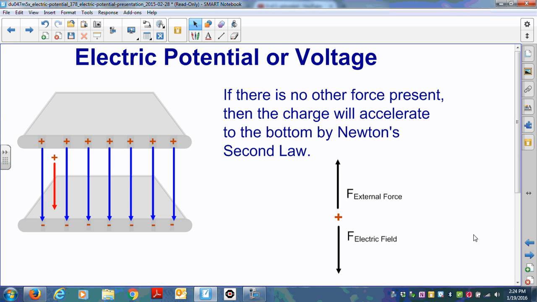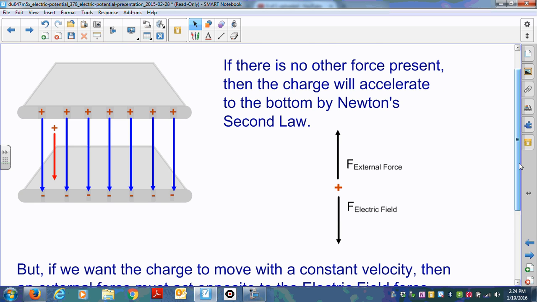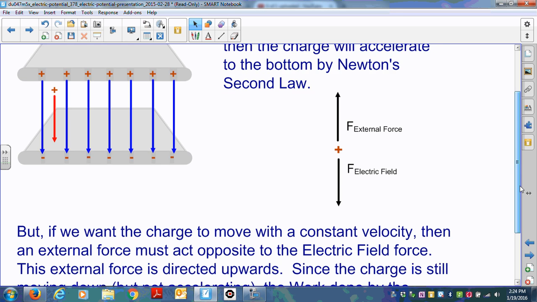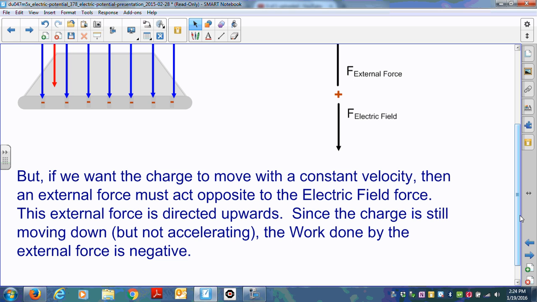If there is no other force present, then the charge will accelerate to the bottom by Newton's second law. So we have an external force going up, and we have the electric force going down. But if we want the charge to move at a constant velocity, we have to add that external force, because right now, according to the picture, we only have the force due to the electric field.